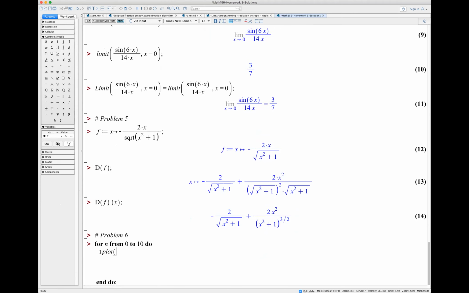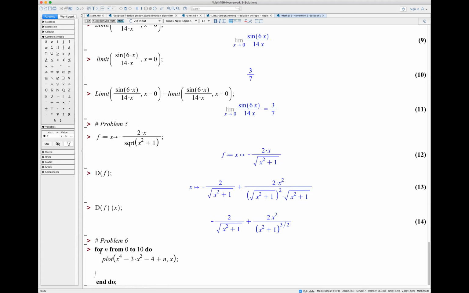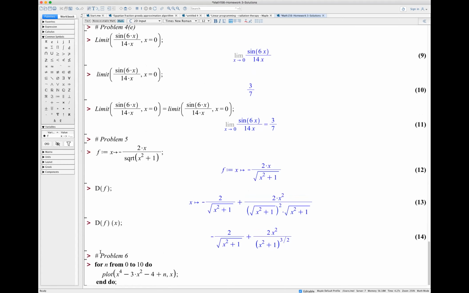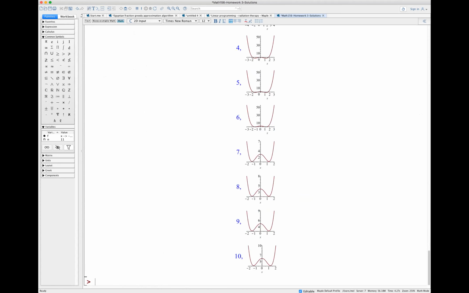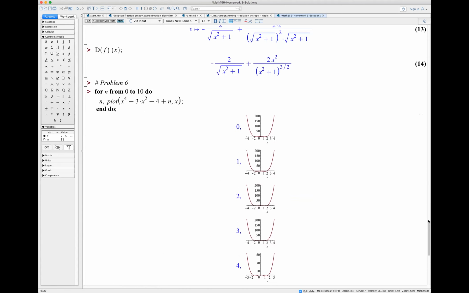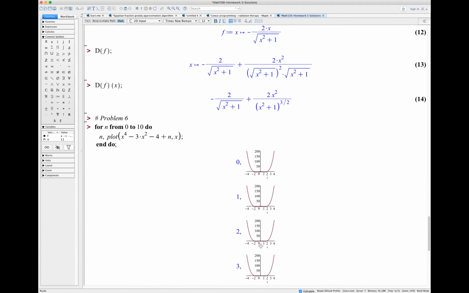I want to plot x to the 4th minus 3 times x squared minus 4 plus n. Actually, that's all I need. Maybe write an n comma there just so I know which n I'm doing. Let's see what happens. Oh, wow. Okay. n equals 0, 1, 2, and so forth.